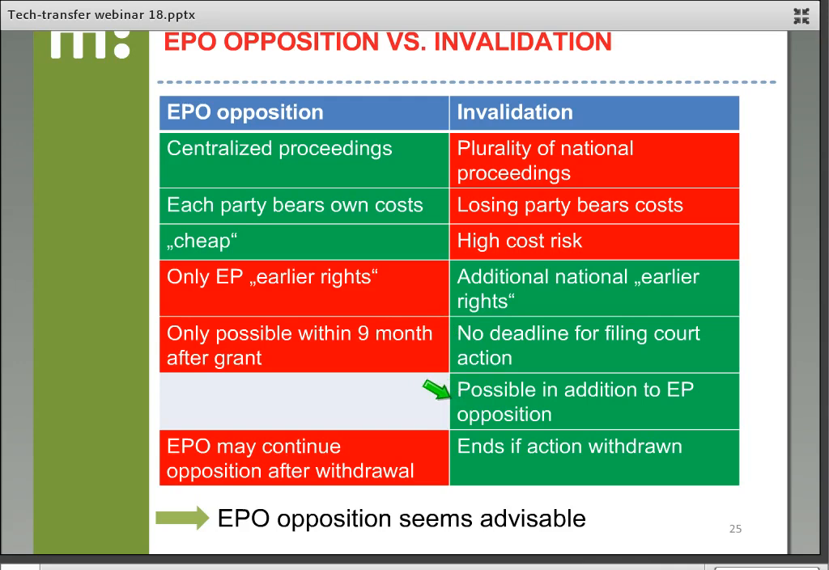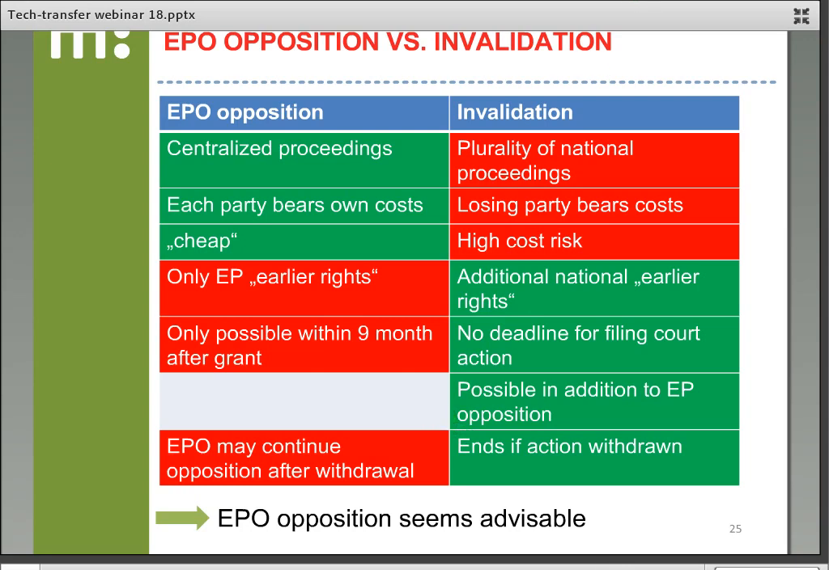Again, it's a similar situation as in Japan. In the EPO opposition, even if you withdraw your opposition, the EPO may continue with the proceedings and render a decision. So if you come to an agreement with the other party and you withdraw your opposition and there is a very good case at the EPO, the opposition division may revoke the patent anyway, whereas in invalidation proceedings at the Federal German Patent Court, if you withdraw the action, it's terminated.